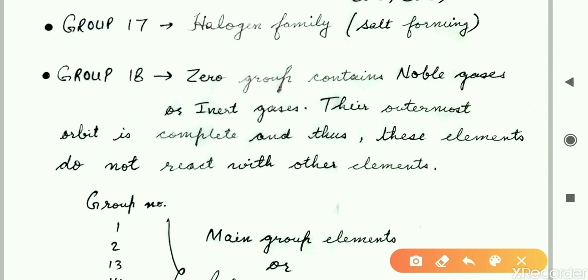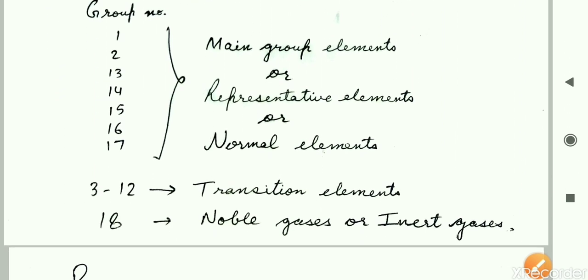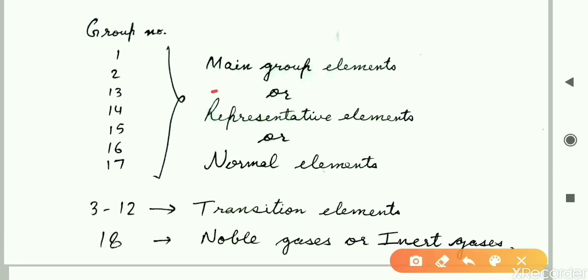Followed by this is group number 18, the zero group. They comprise the noble gases or inert gases, because their outermost orbit or valence shell is fully complete, the octet is complete, and because the octet is complete they generally do not react with other elements.